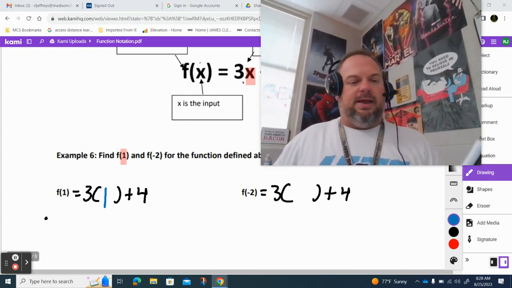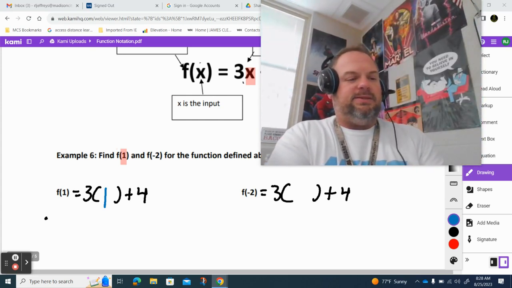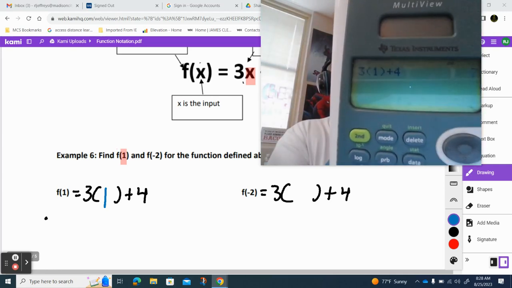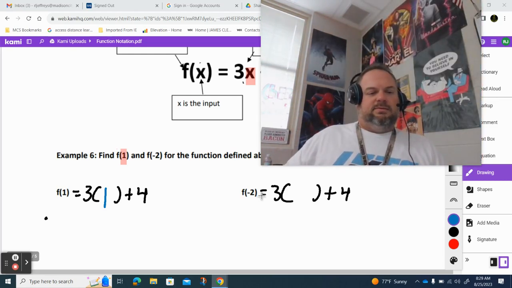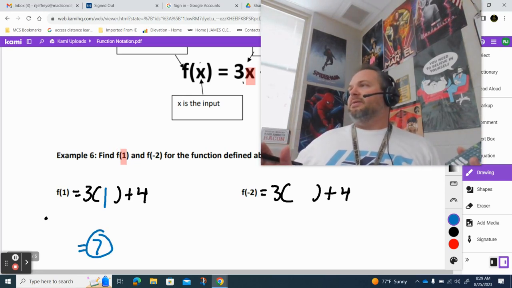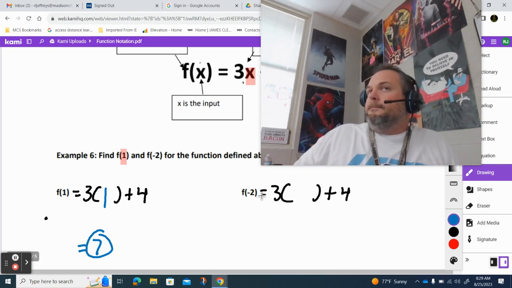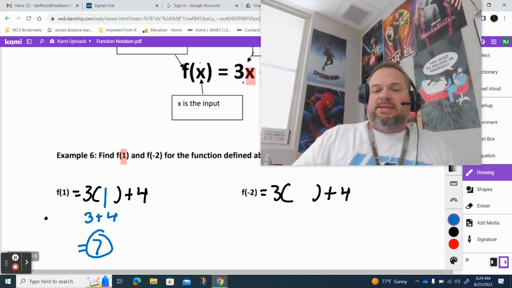All right, so on your handy dandy calculator, 3 parentheses 1 plus 4. Okay, so it should look like that. You hit enter and you get 7. That's our answer. We don't have to do anything else. Okay, and we know this because what's 3 times 1? 3 plus 4, 7. That's it.